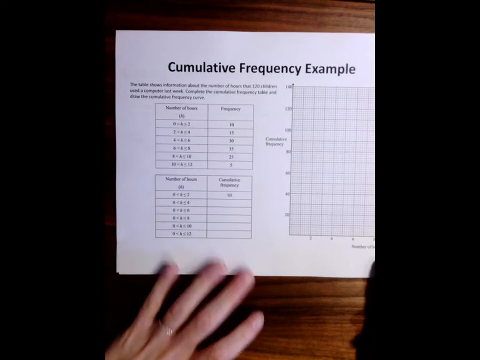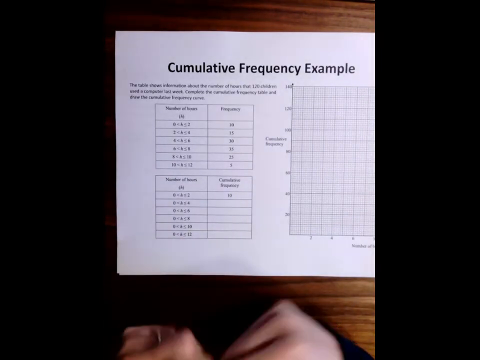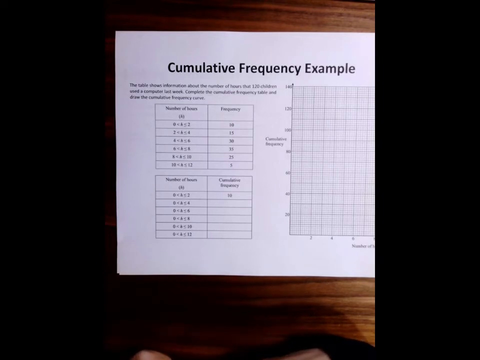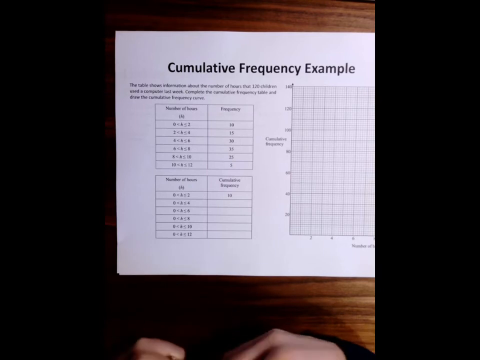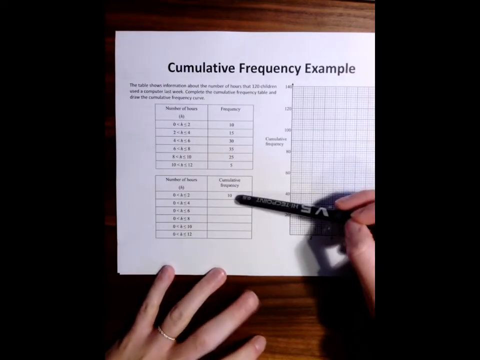Okay, so it says here the table shows information about the number of hours that 120 children used a computer last week. Complete the cumulative frequency table and draw the cumulative frequency curve. So often in exam questions, sometimes they do give you the two tables, which is useful.